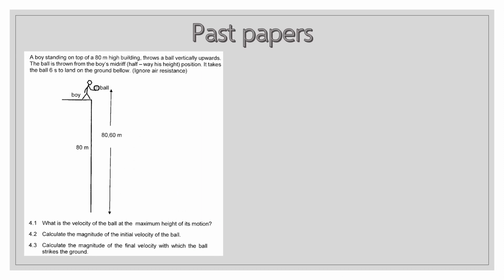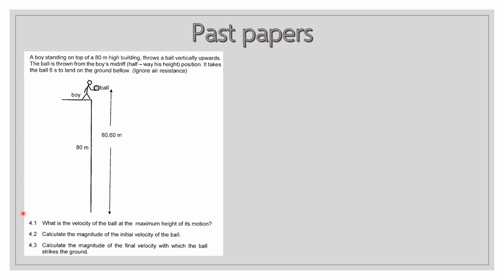The last example is a simple one, which is why I want you to pause the video and attempt it yourself before going through the answer together. A boy standing on top of an 80-meter high building throws a ball vertically upwards. The ball is thrown from the boy's midriff position. It takes the ball 6 seconds to land on the ground below.